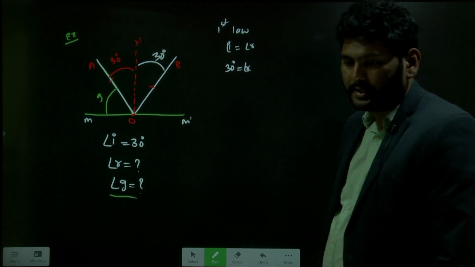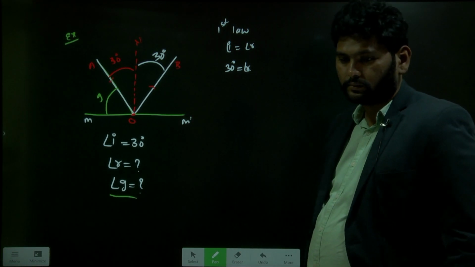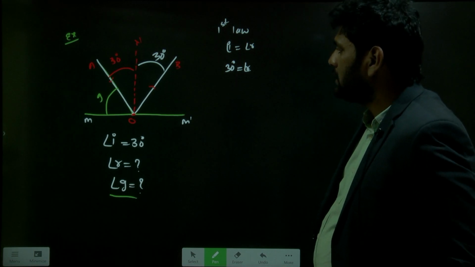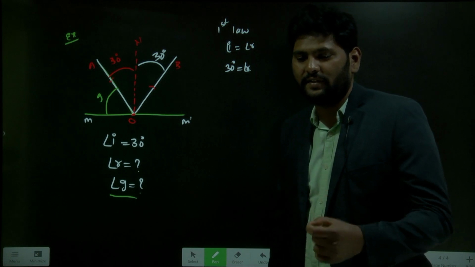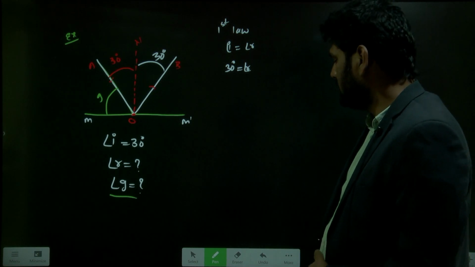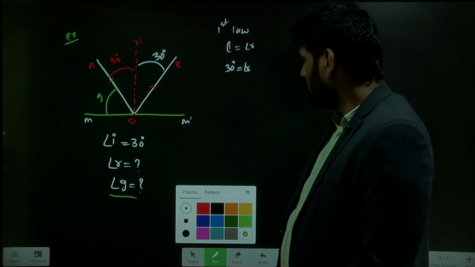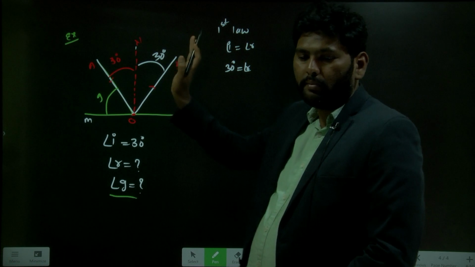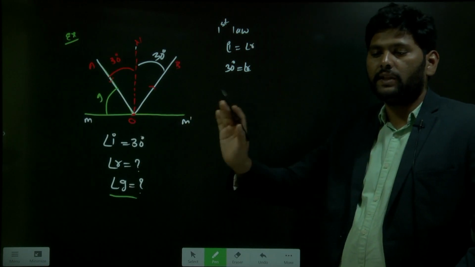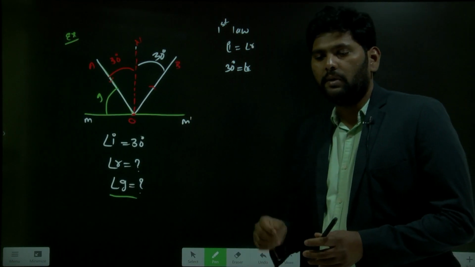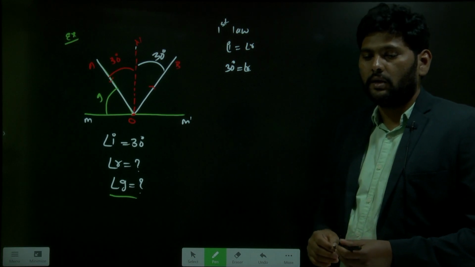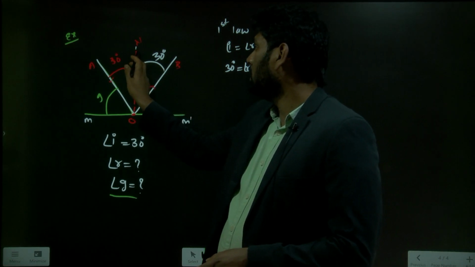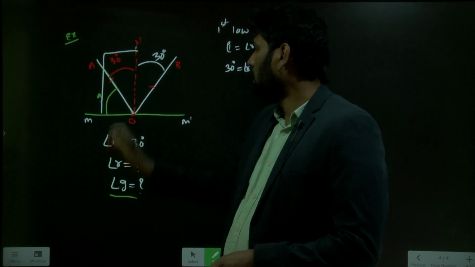What is the value of the glancing angle? 60 degrees, sir. How 60 degrees? I want the reason for the 60 degrees. Observe the reason. This is the normal. Normal always makes 90 degrees with the surface everywhere. Normal always makes how much angle? 90 degrees. So here this is your 90 degrees.